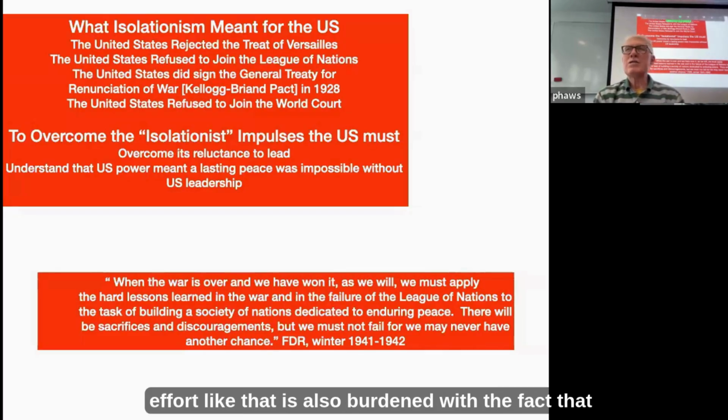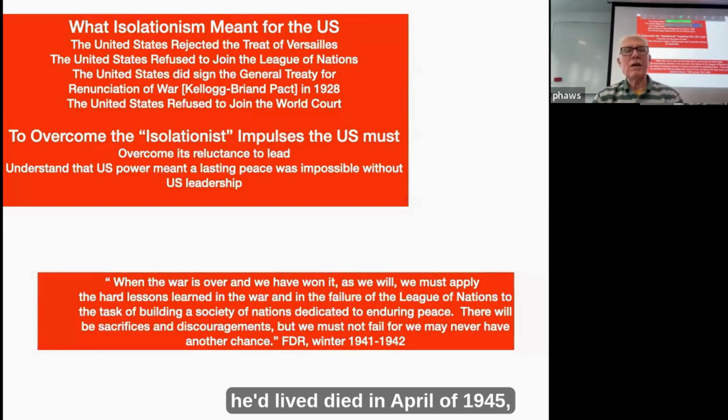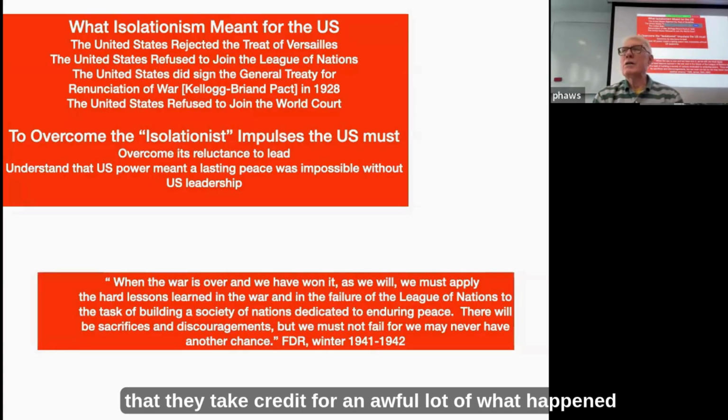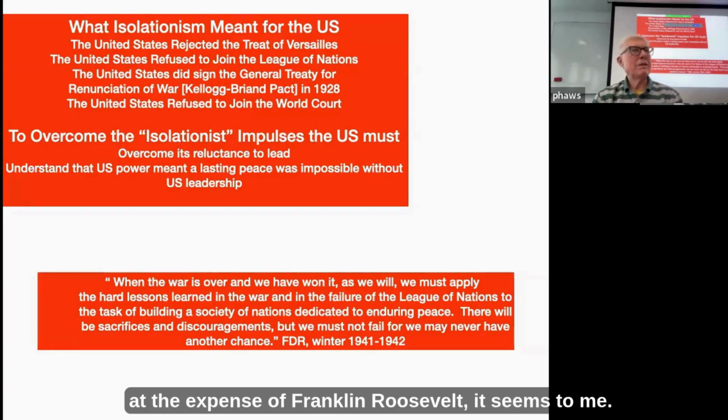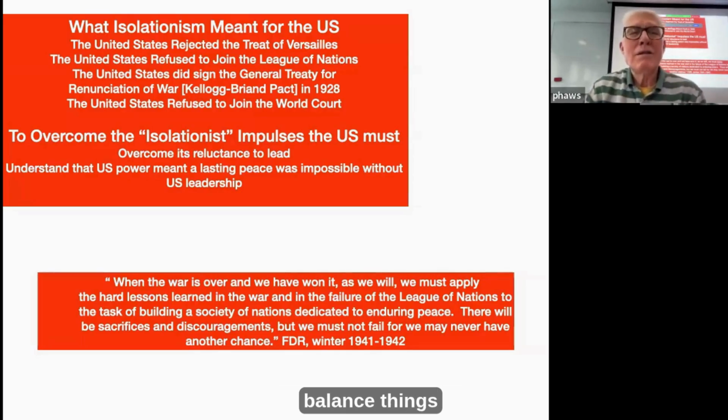Any effort like that is also burdened with the fact that those who lived after he died in April of 1945 wrote their memoirs. And you will find, if you spend much time with the memoirs, that they take credit for an awful lot of what happened at the expense of Franklin Roosevelt, it seems to me. I just want to kind of balance things in that.